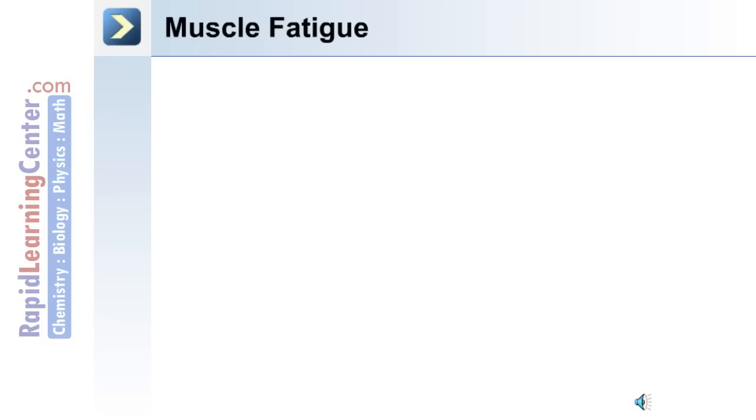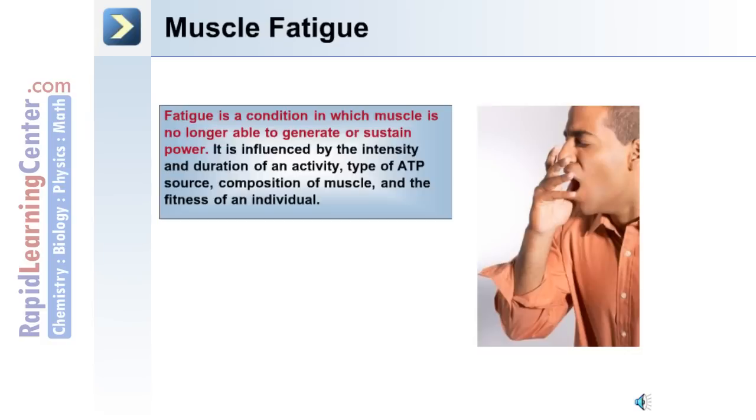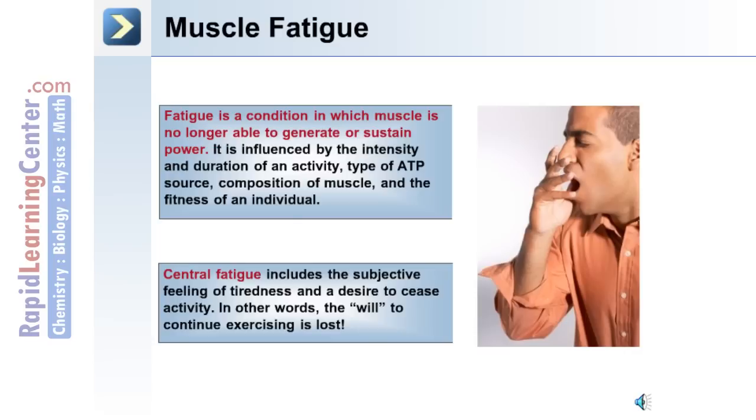With enough work, muscles will begin to tire or fatigue. Fatigue is a condition in which muscle is no longer able to generate or sustain power. It's influenced by the intensity and duration of activity, the type of ATP source, the composition of muscle, and the fitness level of an individual. Central fatigue includes the subjective feeling of tiredness and a desire to cease activity. In other words, it's the will to continue exercising, which can be lost.